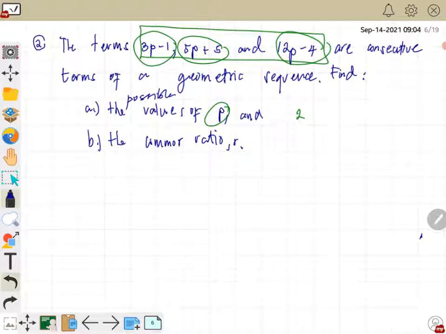Possible values of p and the common ratio r. Okay, common ratio r. So let's try to find first the value of p, because that's the only way we can find our common ratio r. So how do we do this?